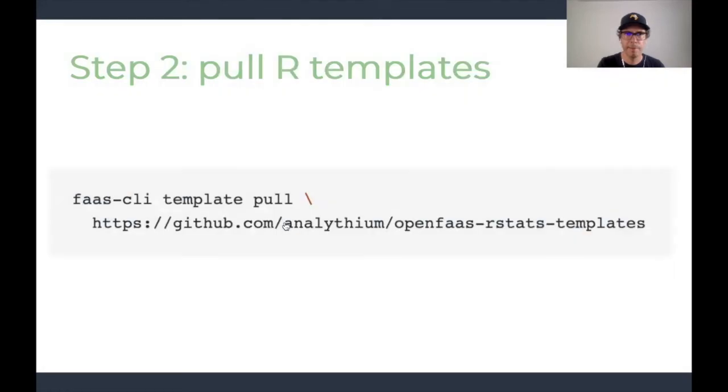This is the step where the instructions deviate from all other templates. Instead of a Go, Node, or Python template, we are going to pull templates for R. Templates are in the analythium/openfaas-rstats-templates GitHub repository. We can use the faas-cli template pull command to do this.